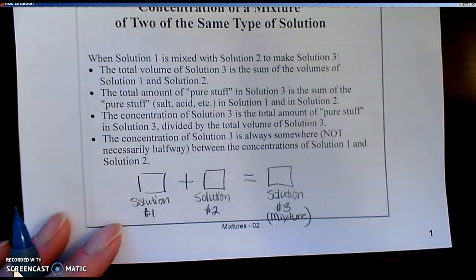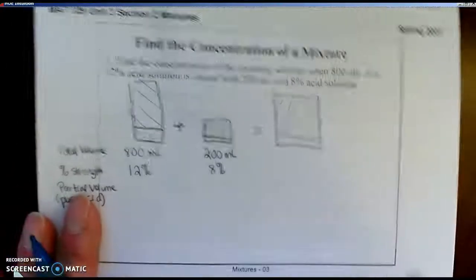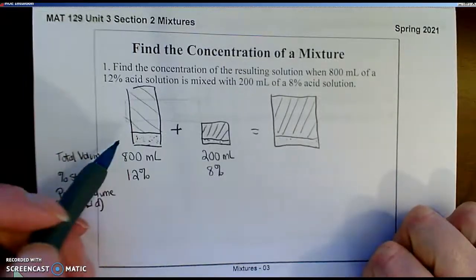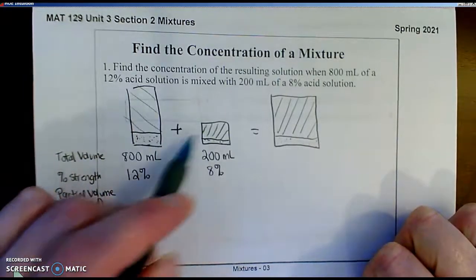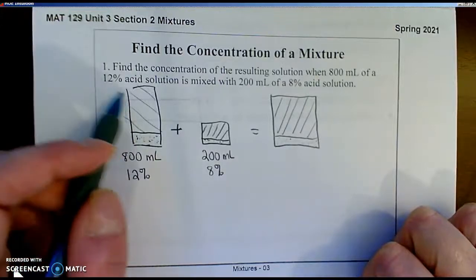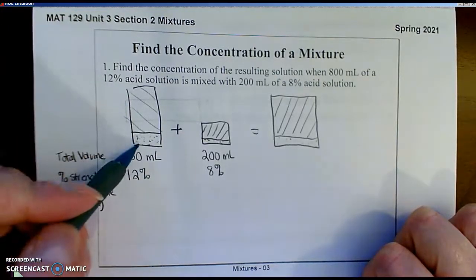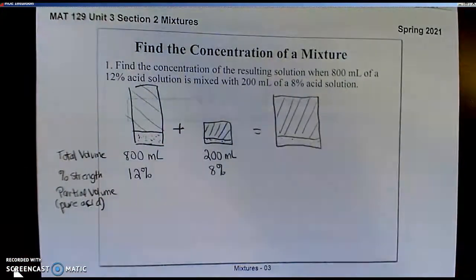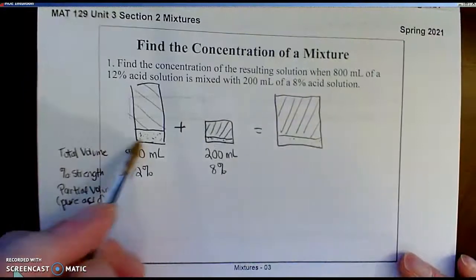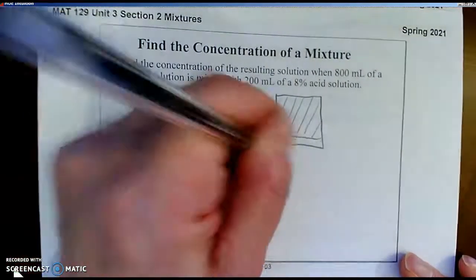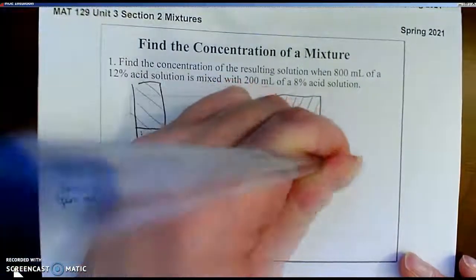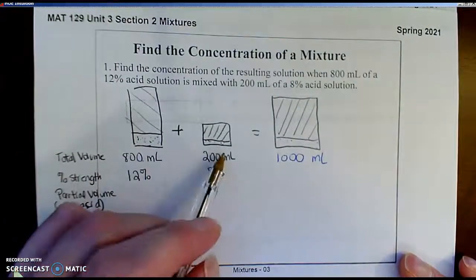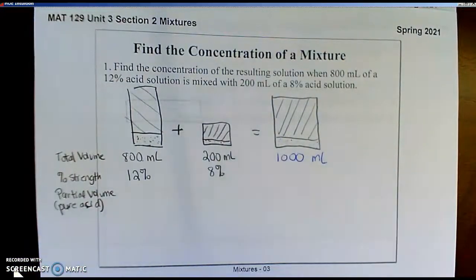So let's go ahead and do some problems where we are mixing some stuff together. We're going to start with exploring the idea of mixing two things together. If we have 800 milliliters of a 12% acid solution mixed with 200 milliliters of an 8% acid solution, well, the easy thing to pick out is that the total volume of the mixture is going to be 1,000 milliliters. Because 800 milliliters of the first plus 200 milliliters of the second adds up to 1,000 milliliters.